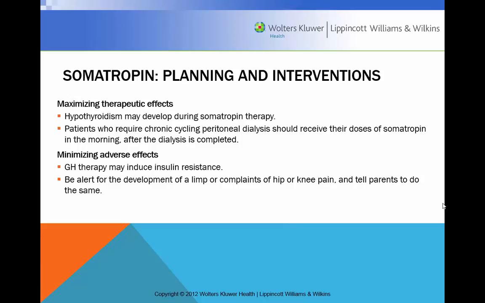In minimizing adverse effects, growth hormone therapy may induce insulin resistance. So we just need to be aware of that and be aware of how to accommodate for that, and to pay attention to their glucose levels and those kind of things. Be alert for the development of a limp or complaints of hip or knee pain, and tell parents to do the same. We do want to make sure that they're aware of the potential for the acceleration of bone growth and the problems that it could cause.